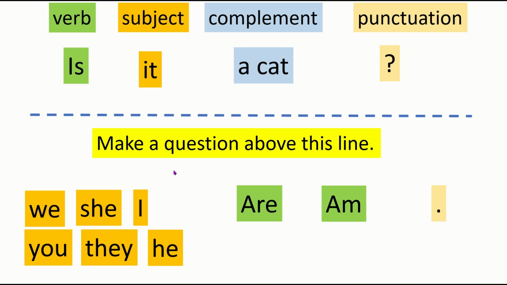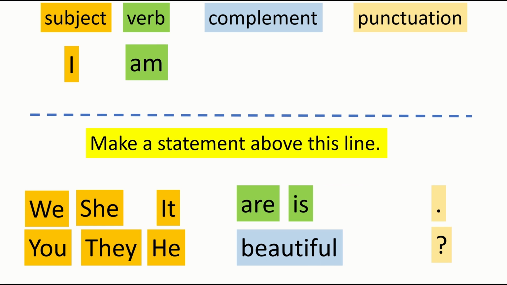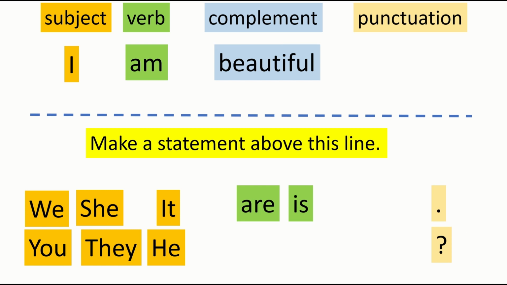What's next? Next, okay, make a statement above this line. Statement, so I need a period. Statement, and this time I have an adjective, beautiful. So let's see, who is beautiful? Well, of course, I am beautiful. Period. I am beautiful.